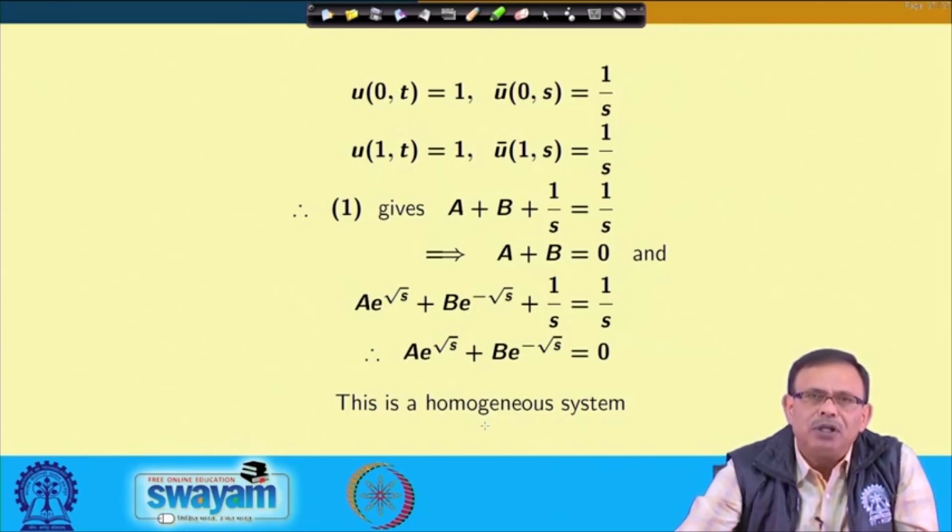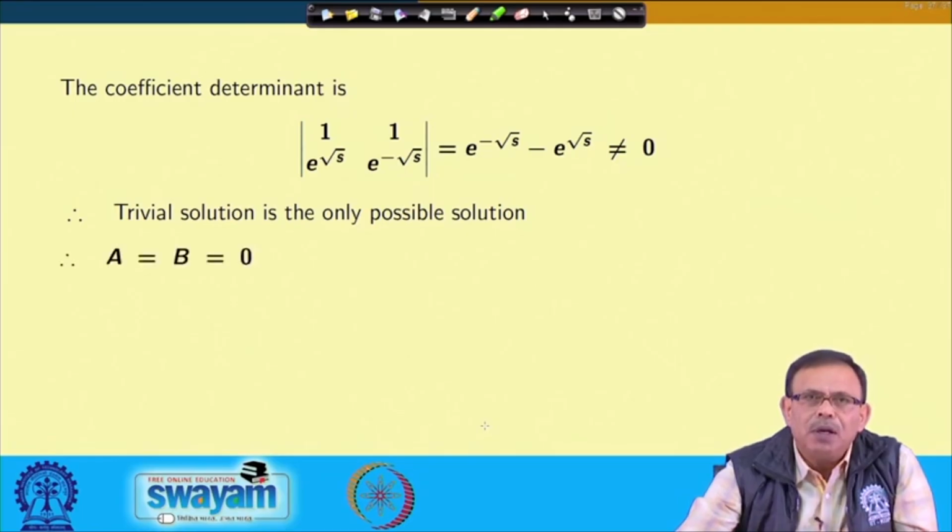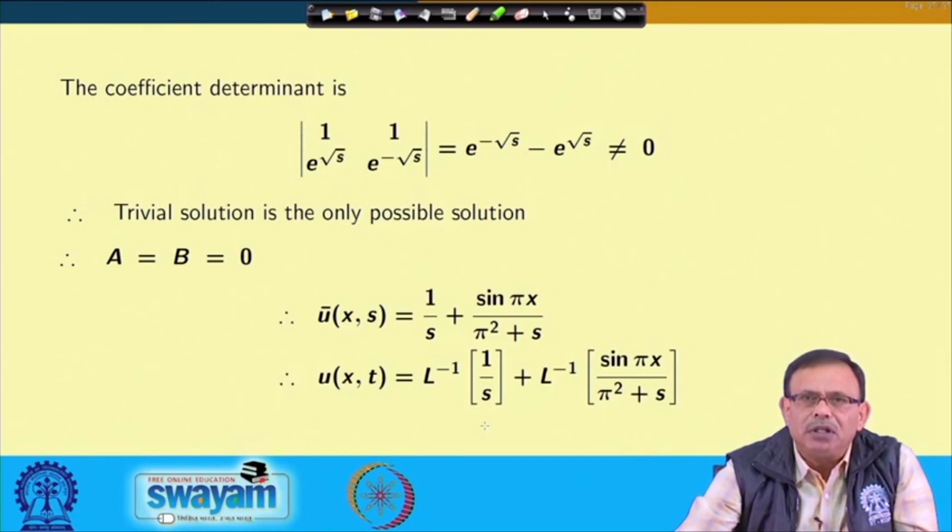This is actually a homogeneous system, because on the right side you have 0. If you take the determinant of the coefficients, you find that it is non-zero. Therefore, the trivial solution is the only possible solution, that is, a equals 0 and b equals 0. Substituting, you obtain u bar(x,s) equals 1 by s plus sin(pi x) by pi square plus s, and u(x,t) is the Laplace inverse of 1 by s plus the Laplace inverse of sin(pi x) by pi square plus s.